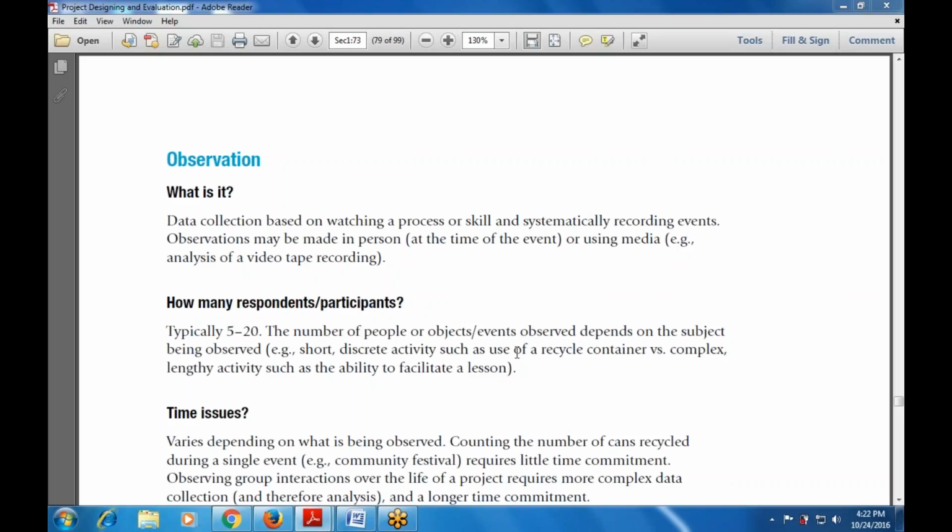What is the observation, how it is taken out, and what are the various methods by which we can observe? What is it, how many respondents are taken, and what are the various time issues and cost issues? So let's start with this one. So what is an observation?